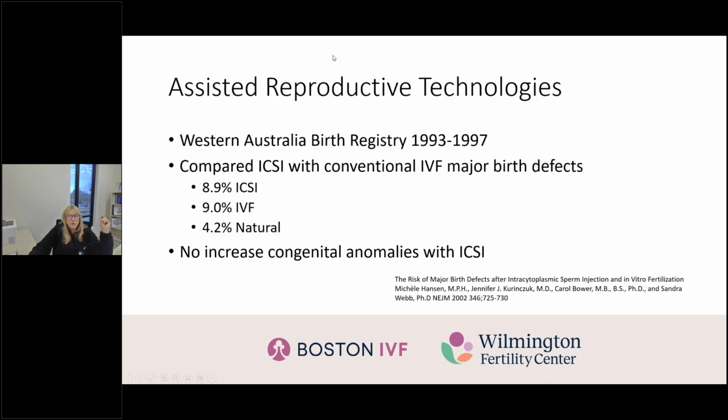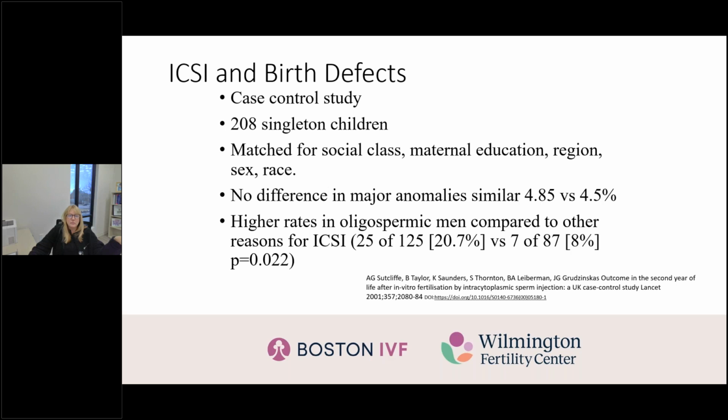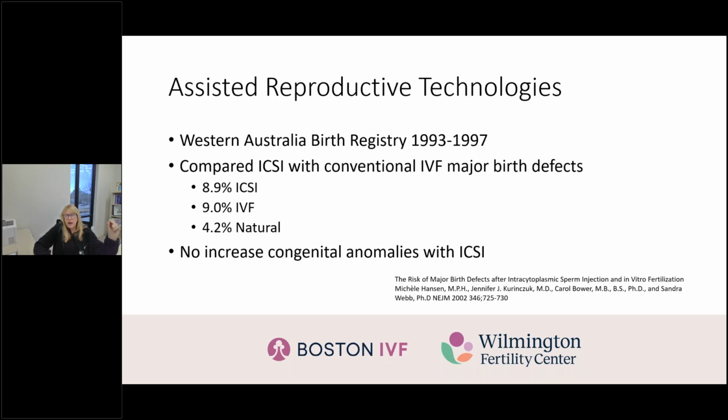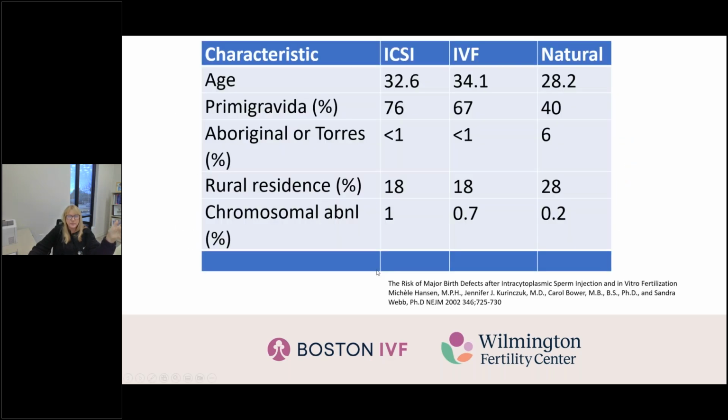Sorry. So the study from Australia was a birth registry study, and that was in the New England Journal of Medicine, and it got a lot of attention. They compared ICSI and IVF to naturally conceived children, and they had a higher rate in the ART group, but the ICSI group and the IVF group were fairly similar, about 9% compared to about 4% of patients who naturally conceived. So they did not see any increase with the ICSI procedure.